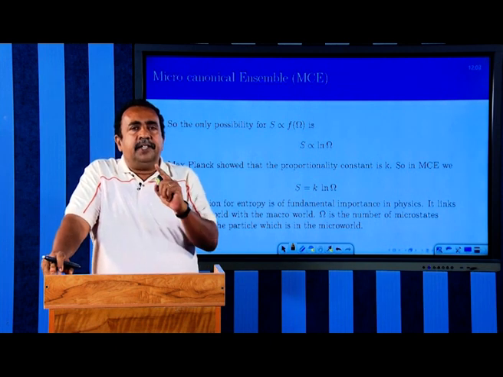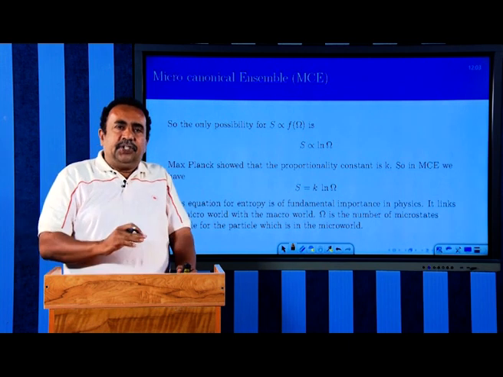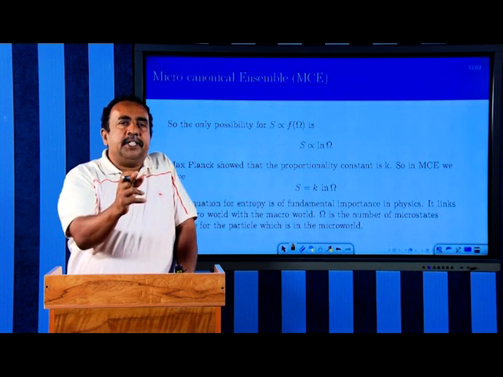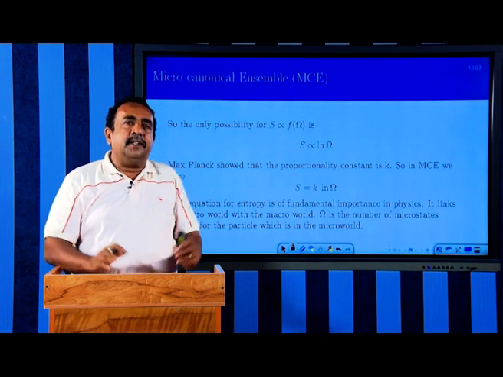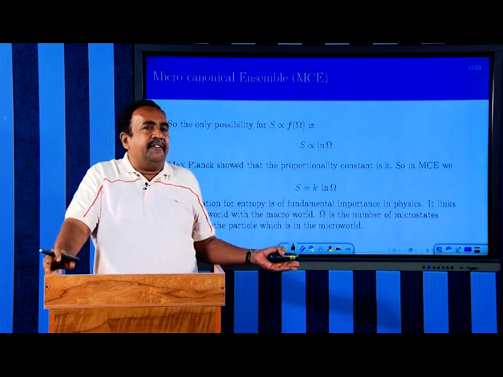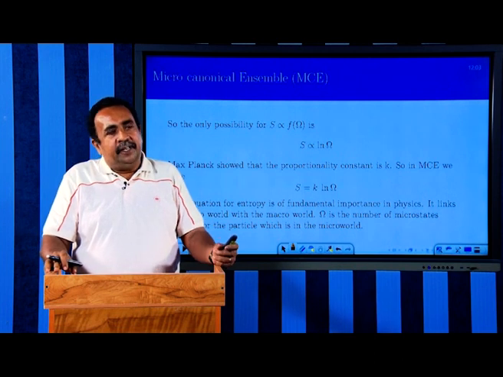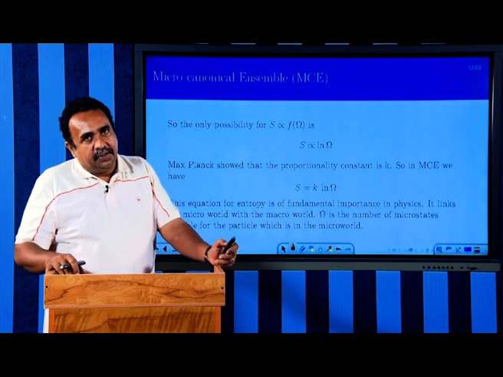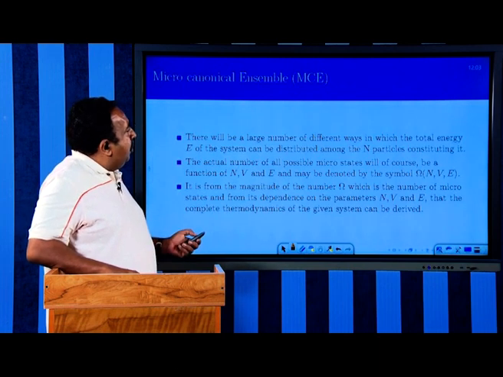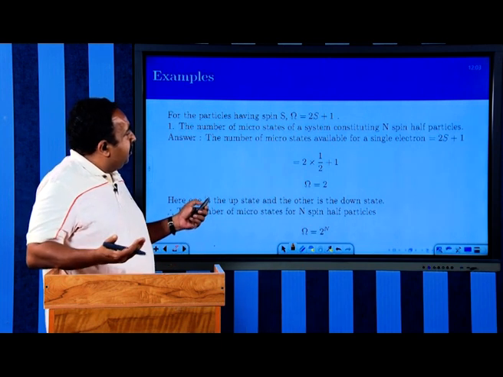Here we will fix energy, volume and number of particles and study the system. This equation, S is equal to k log omega, which bridges the micro world with the macro world, is called the bridging equation in the microcanonical ensemble. Therefore, if you can find omega for any system, you will find all the thermodynamics. We will work out some problems and find out the ways of finding this omega.